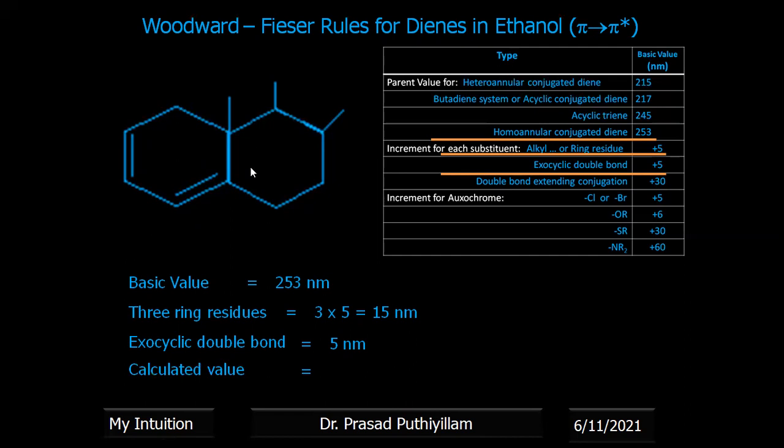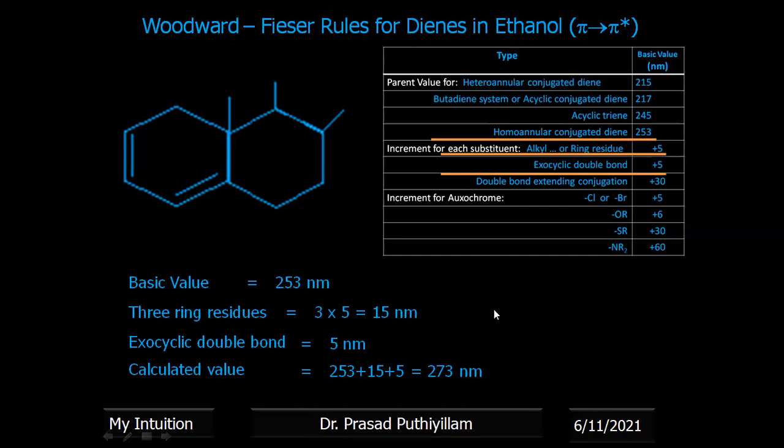Then the calculator value should be added: 253 plus 10 plus 5. Not 15 plus 5. Now I'm a little bit nervous because mistakes happen. When you become nervous, you add 253 plus 10, 263 plus 5, 268, not 273.